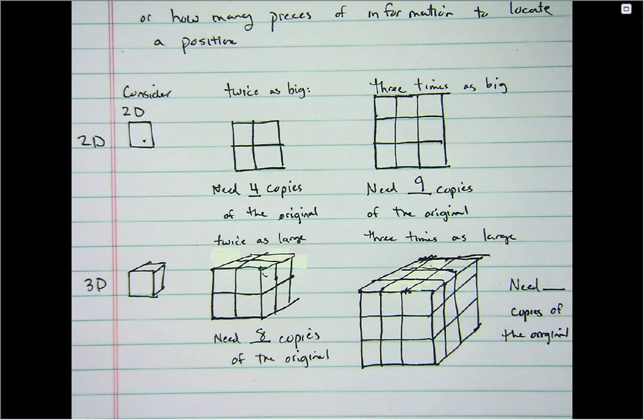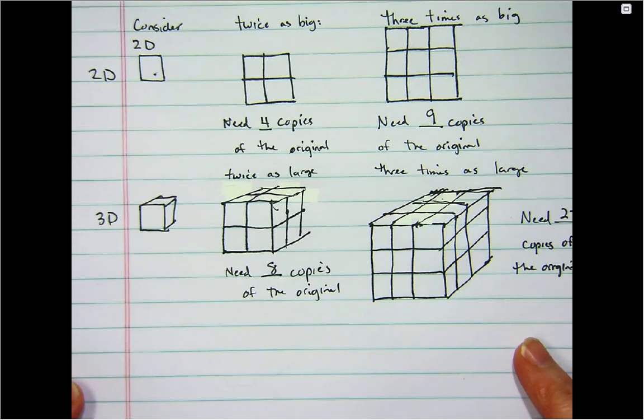So how many copies of the original did we use? 3 times 7 is 21. Oh, sorry, that's okay, 27. Yeah, 27 copies. So 27 copies of the original stacked in a stack of 9, another stack of 9, another stack of 9, and then you have a cube 3 times as large as the original.